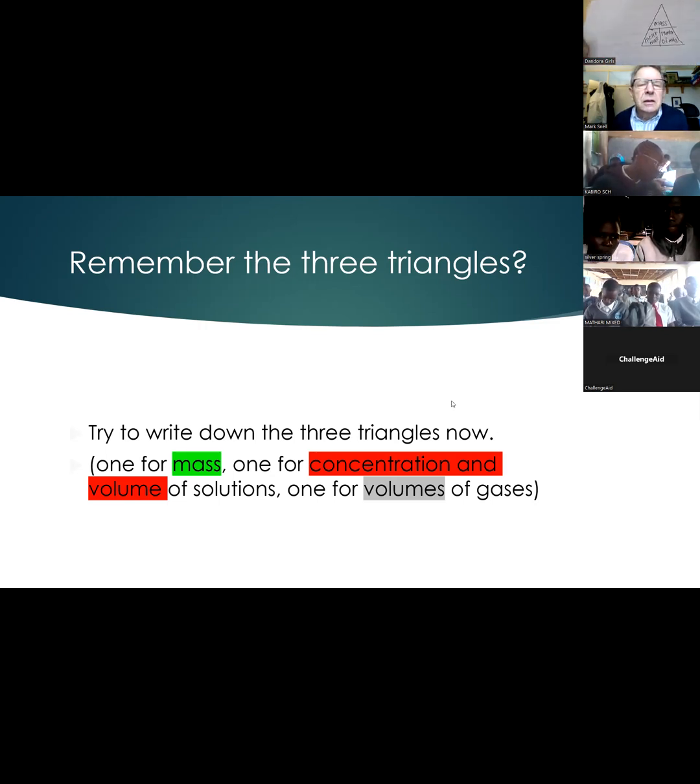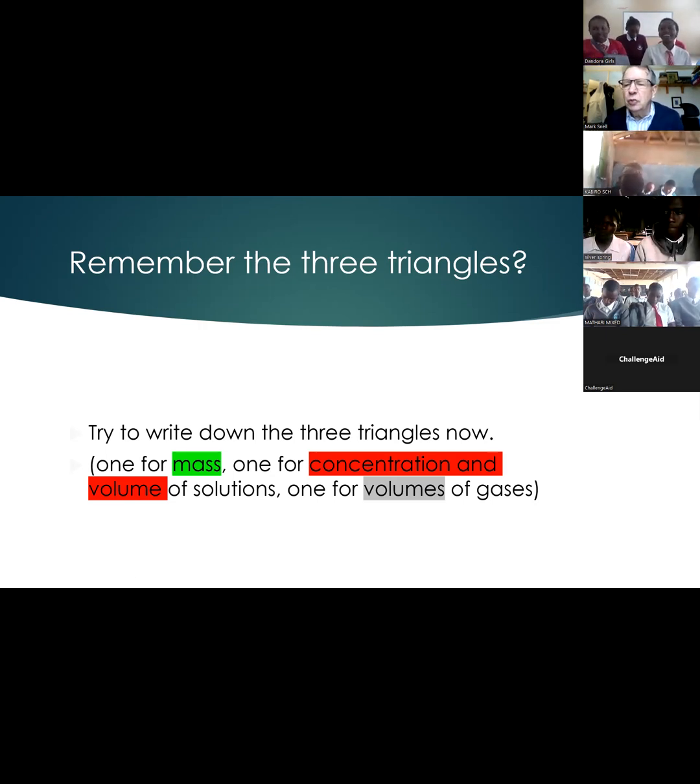That's one of them. Well done. Very good. Dandora girls have one of them. They have the mass one. Let's see if we can get the solutions one. Anybody else? Anybody else going to come up and share it?